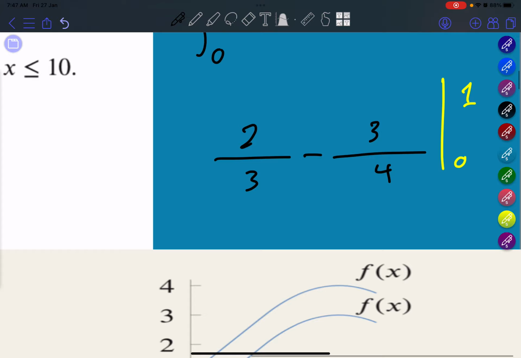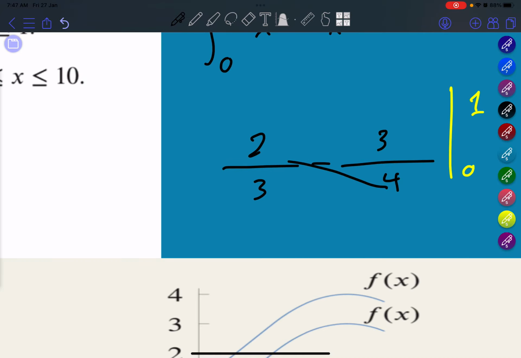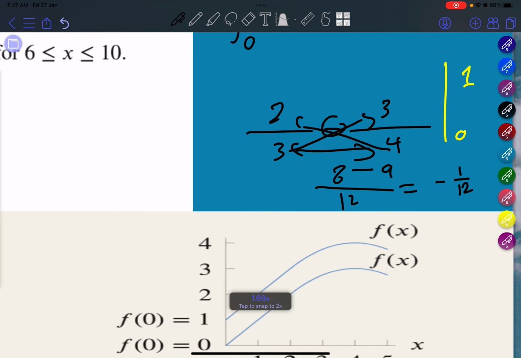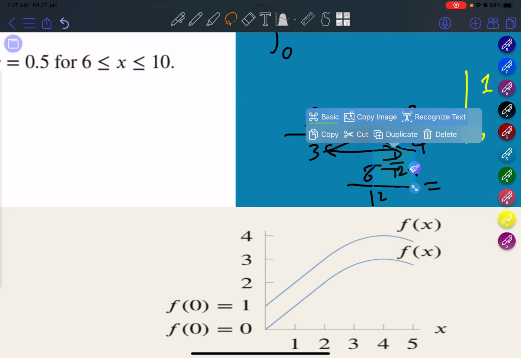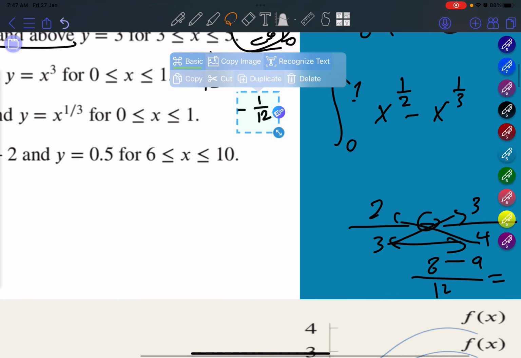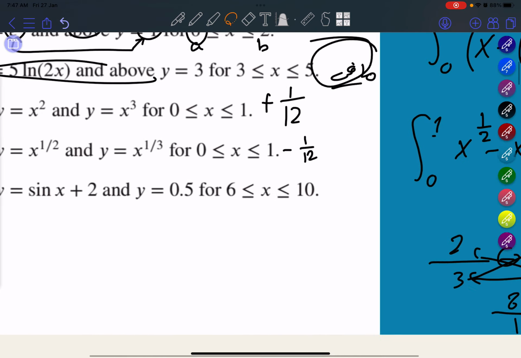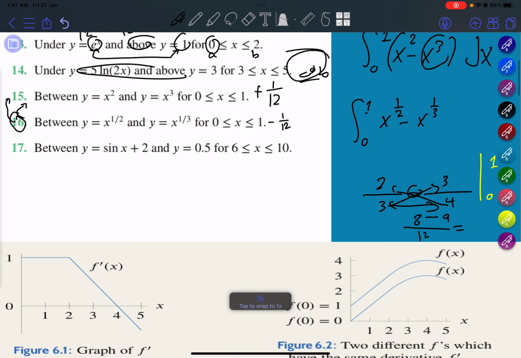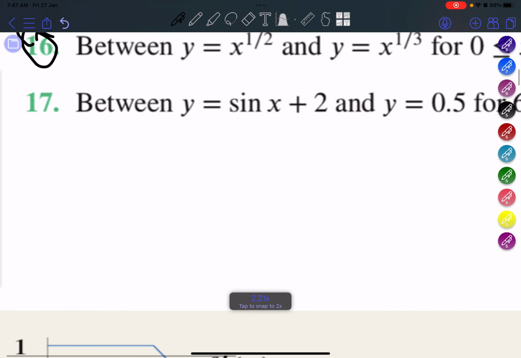So now let's do the same step as last time. Crisscross, so 4 times 2 is 8, minus 3 times 3 is 9, divided by, multiply the two denominators, 12, so 8 minus 9 is negative 1 over 12. And if we go back, what's the answer for question 15? Positive 1 over 12. So we did prove that 16 is just the opposite sign of 15.